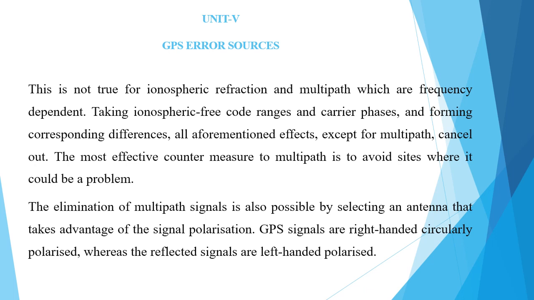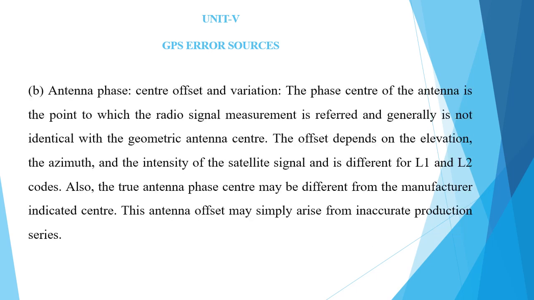The most effective countermeasure for multipath is to avoid sites where it could be a problem. The elimination of multipath signals is also possible by selecting an antenna that takes advantage of signal polarization. GPS signals are right-handed circularly polarized, whereas the reflected signals are left-handed polarized.